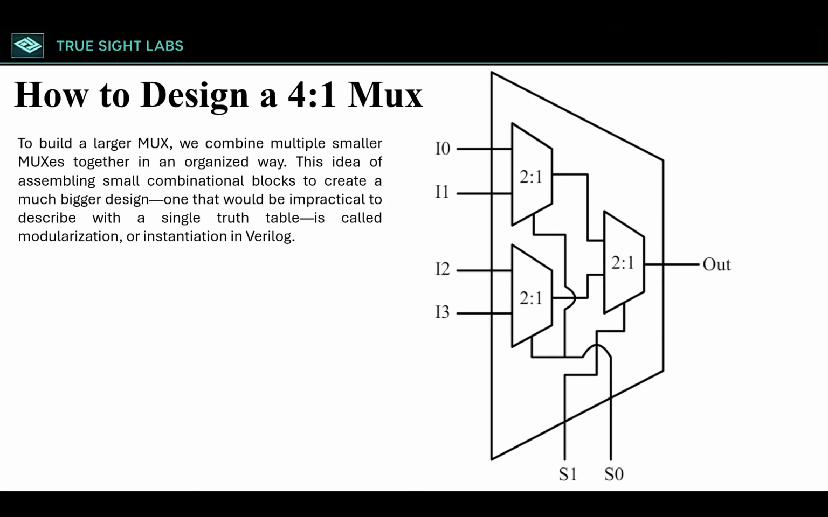And once they're assembled like this, the overall circuit behaves exactly like a 4-to-1 MUX, where the select lines choose which one of the 4 inputs gets routed to the output. This entire process is called modularization, and it's one of the main reasons complex combinational designs are possible.